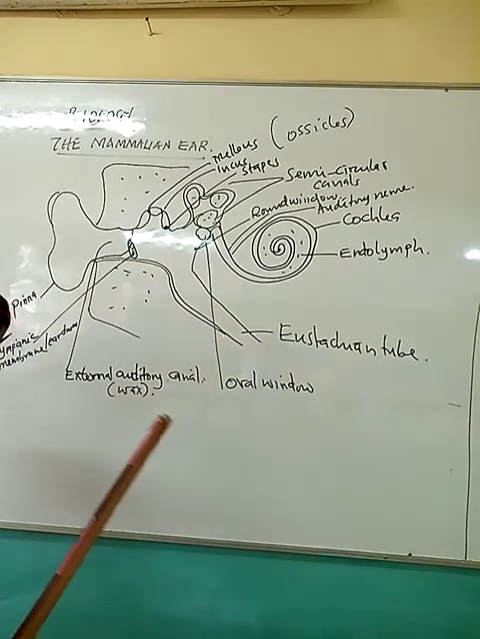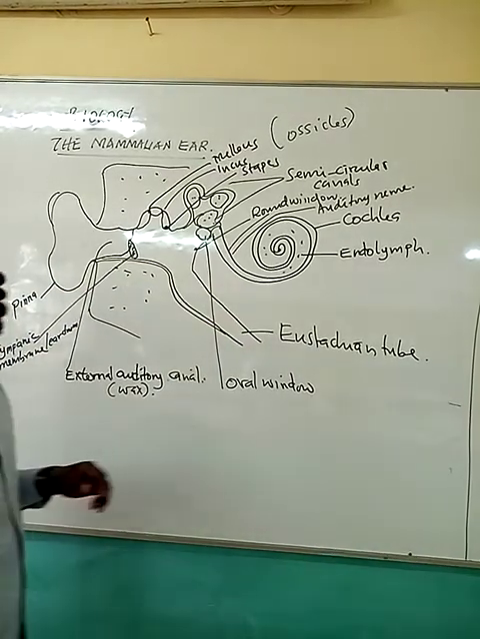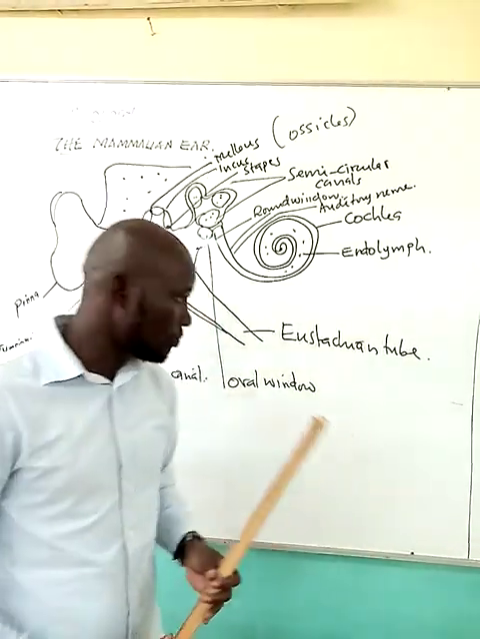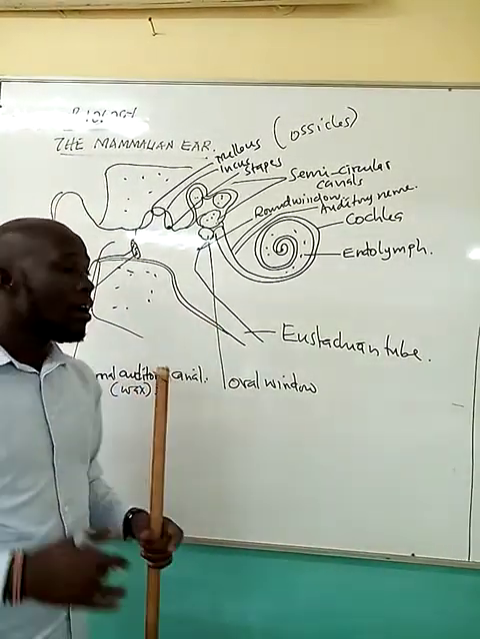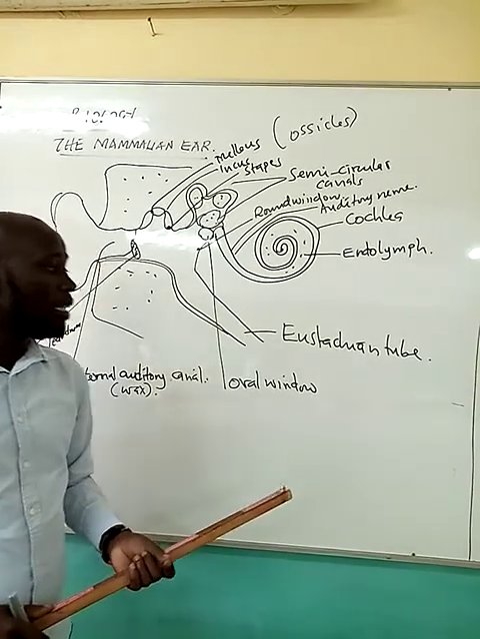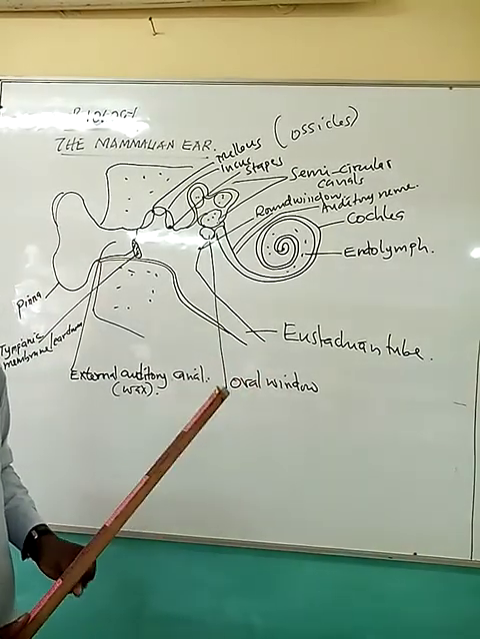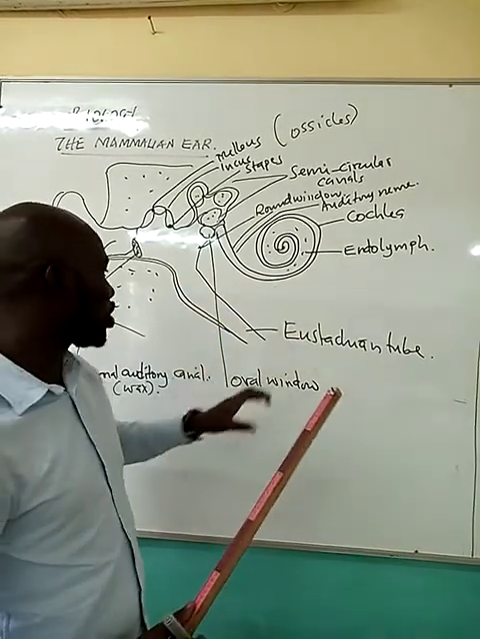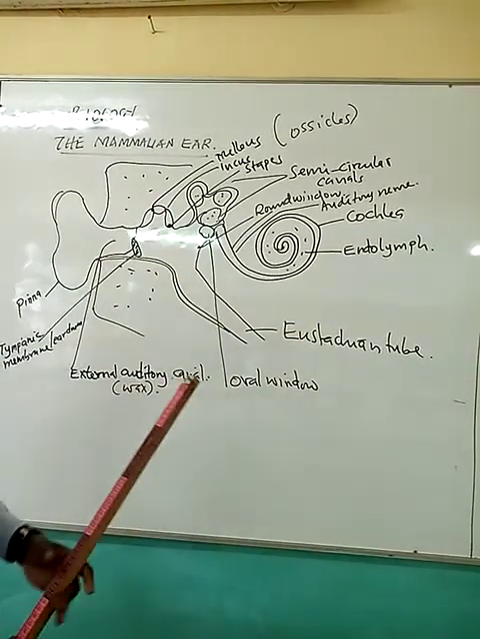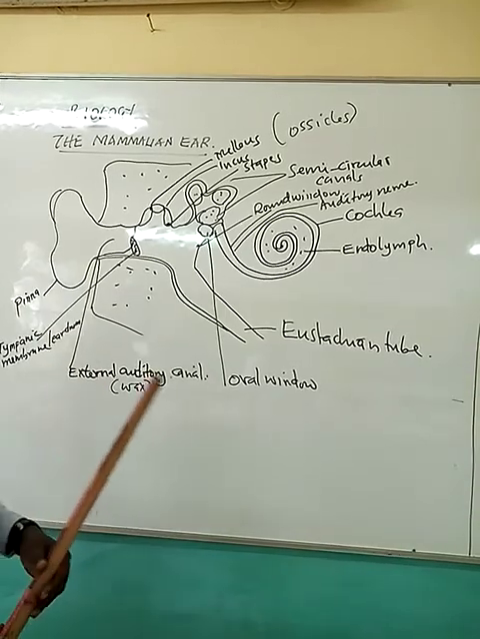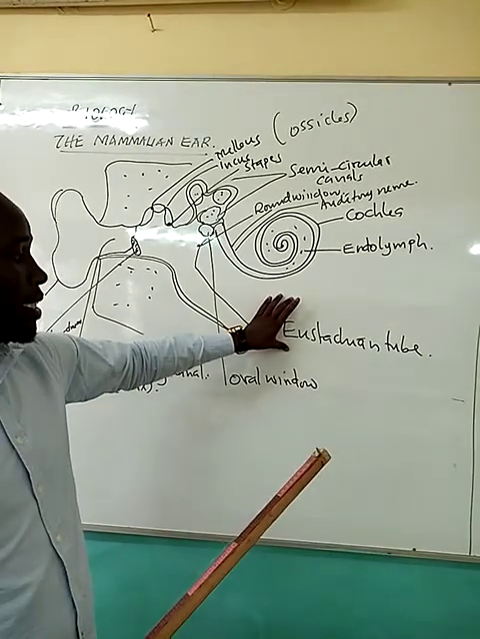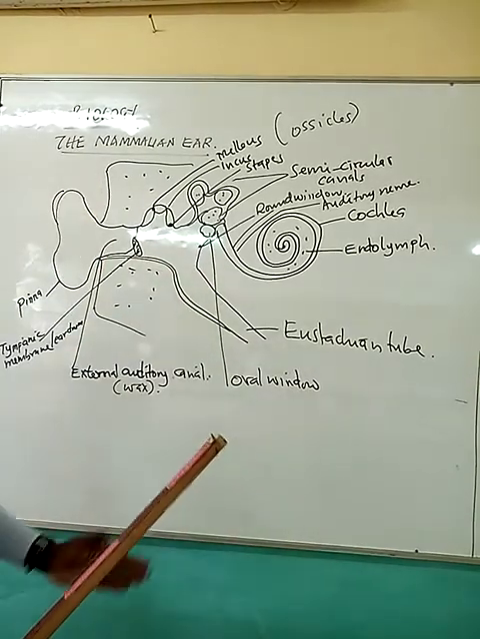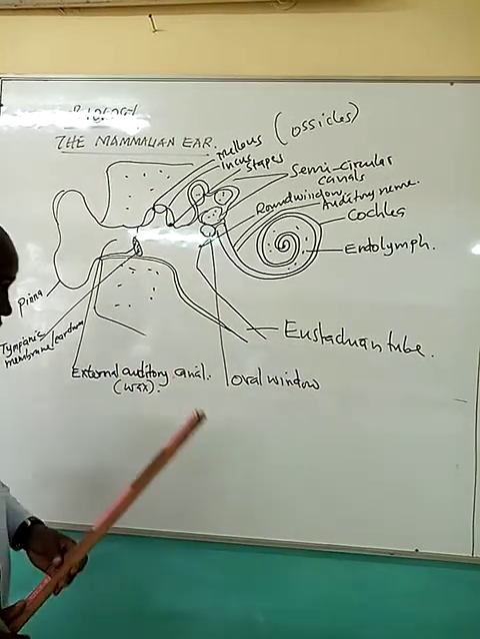Apart from that, we also see that there is this tube found at the middle here. That tube is called the Eustachian tube. The Eustachian tube has got a major function, because sometimes there may be a difference in pressure. So to balance the pressure of the middle ear and the outer ear, the Eustachian tube works handy in balancing the pressure between the middle ear and the outer ear.